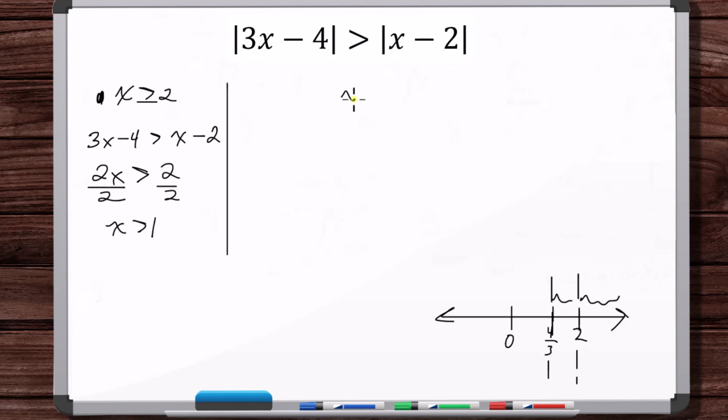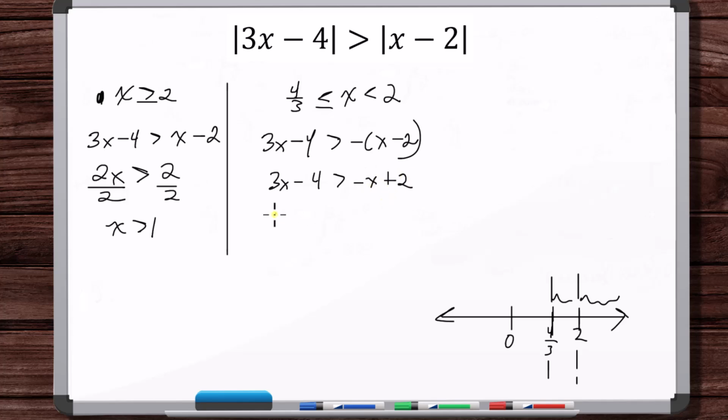Now we've got this region. We'll do x is less than 2, and x is greater than or equal to 4/3. So 3x minus 4 is going to be positive or 0, and x minus 2 is going to be negative. So we do 3x minus 4 minus x plus 2. Add x to both sides. Add 4 to both sides. Divide both sides by 4. You've got 3 halves.